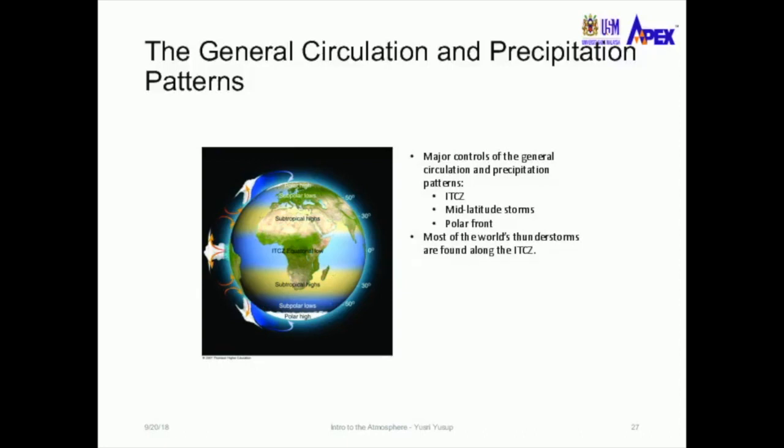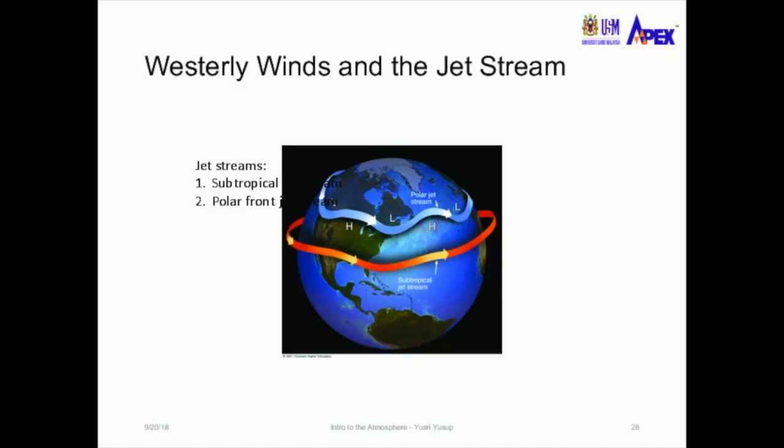There are also the mid-latitude storms and the polar fronts. But the one that is of interest to us in Malaysia is the ITCZ, because the ITCZ is the one that carries rain into Malaysia. Most of the world's thunderstorms are found along the ITCZ, and that's the reason why we do get quite strong thunderstorms in Malaysia.